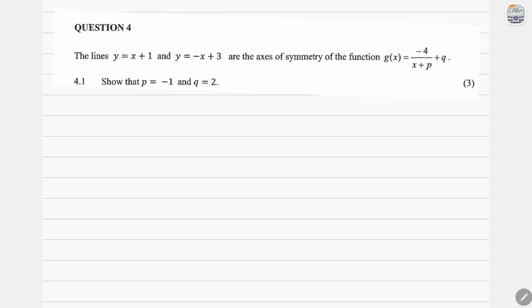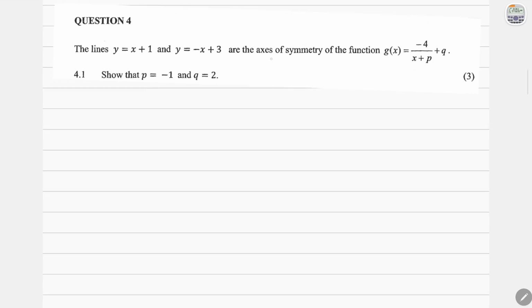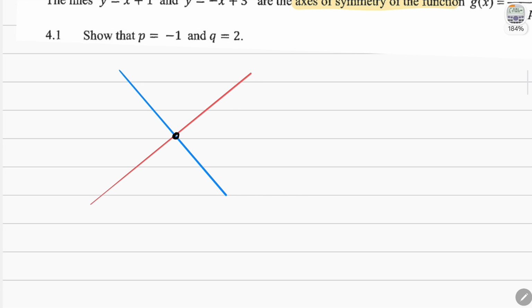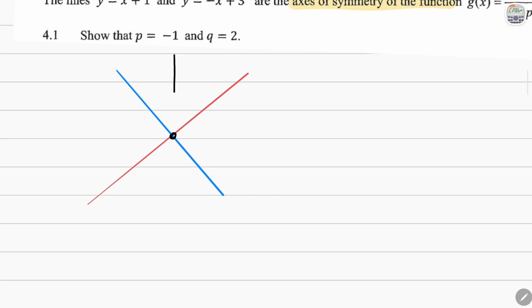Okay, so with what they've given you, the axes of symmetry, both of them. That axis of symmetry, the one with a positive gradient, and they gave you the one with a negative gradient. There's something you need to know about the axis of symmetry of a hyperbola. They intersect, but their point of intersection is specifically at the point of intersection of your vertical and horizontal asymptote.